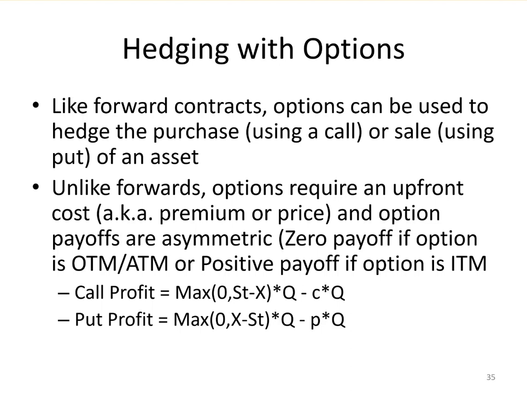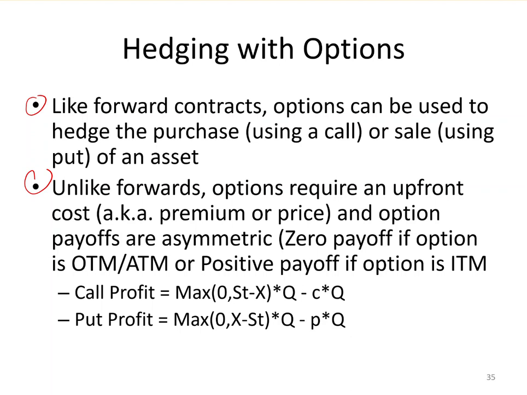Like forward contracts, options can be used to hedge the purchase or sale of an asset. You would hedge a purchase of an asset using a call and hedge the sale of an asset using a put. Unlike forwards, options require an upfront cost, also known as the premium or price, and option payoffs are asymmetric, meaning zero if the option is out of the money or at the money, and positive payoff if the option is in the money.